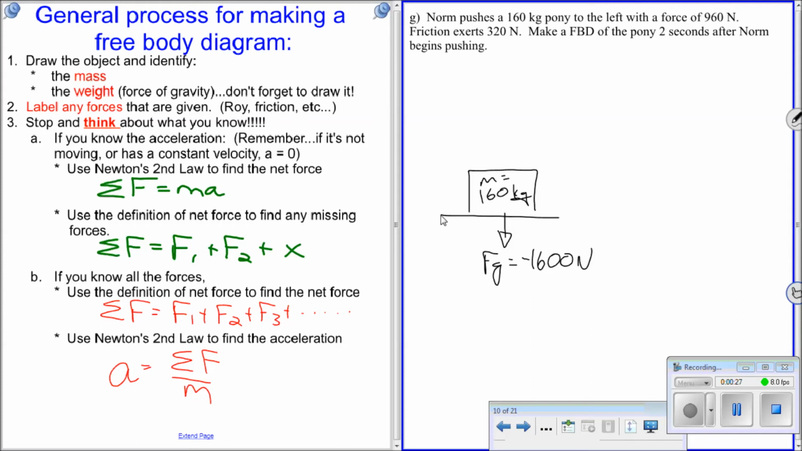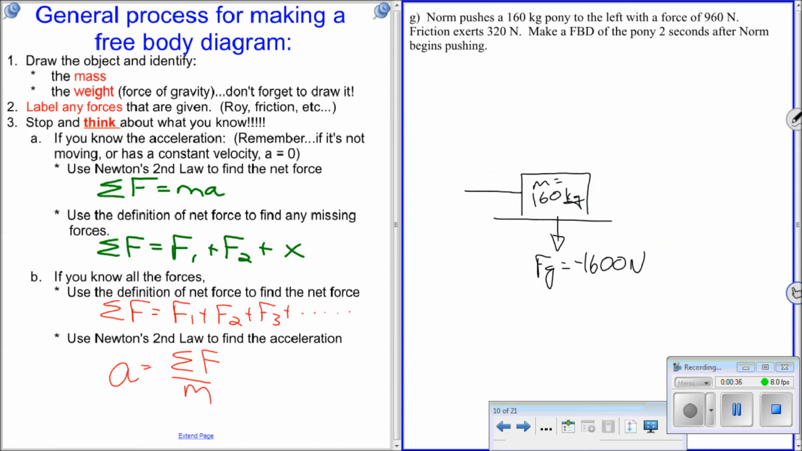It says Norm is pushing it to the left. Why did I do this to the left? Annoying. All right, so here's our force of Norm, 960 newtons. And then it says friction exerts 320 newtons. Since Norm is pushing the pony this way, it's going to move that way, and friction's going to oppose that motion. So the force of friction is going to go this way, 320 newtons. That's going to be positive. We're trying to make a free body diagram of the pony.